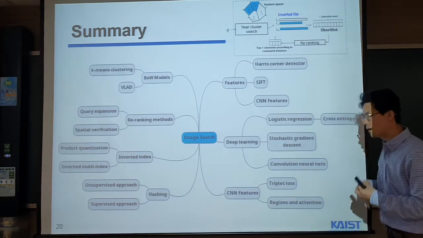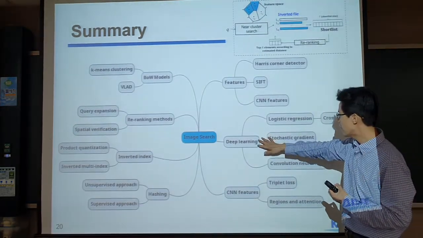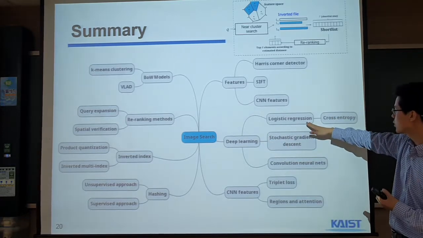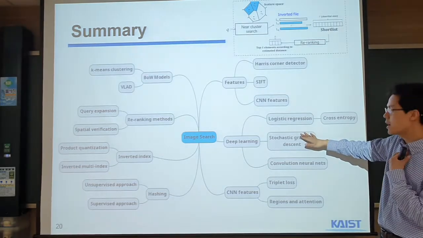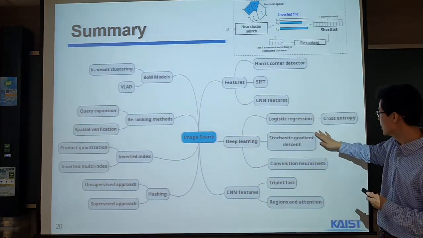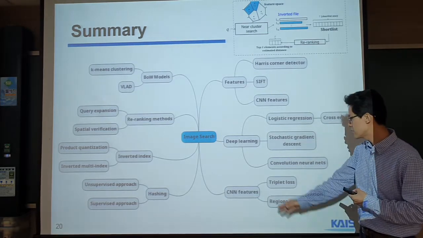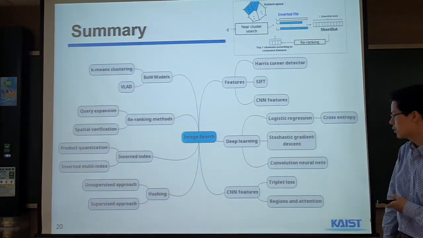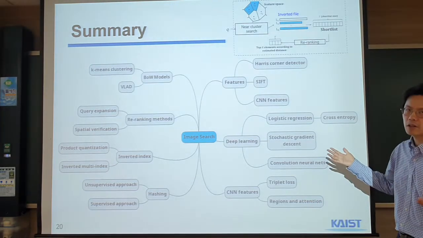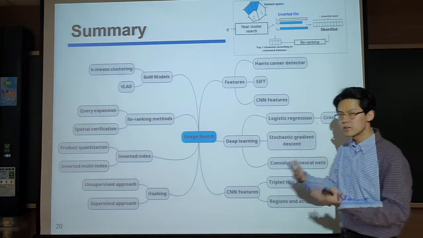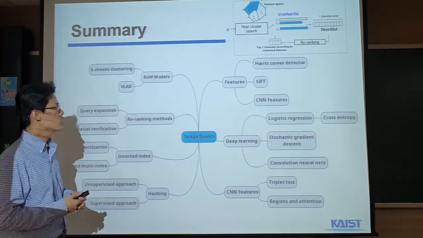And then since a lot of techniques are based on recent deep learning, I talked about the basic deep learning technique, logistic regression using cross entropy, and how deep learning models are optimized with stochastic gradient descent. And then I talked about CNN, convolutional neural nets, and some of the recent CNN features designed with the triplet loss. Also we can consider region and attention. There could be many other factors, and now it's your turn to think about those issues for your project.